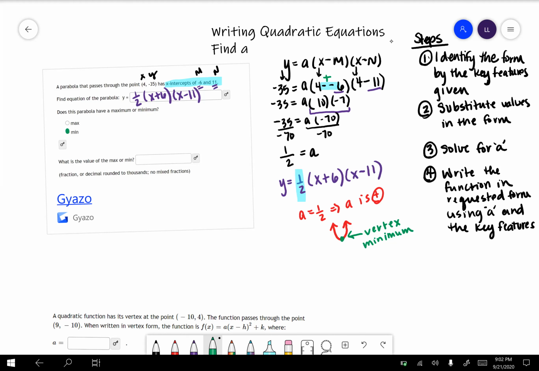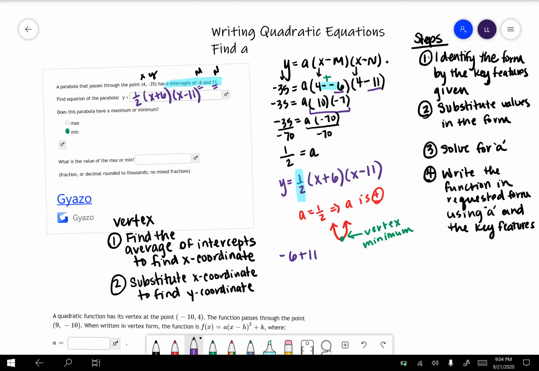Next question. What is the value of the max or min? You can find the value of the max or min by taking the intercepts and finding the average of them. So we have our intercepts here, -6 and 11. To find the x-coordinate of the vertex, you would find the average of the intercepts. So we're going to find the average of our x-intercepts.